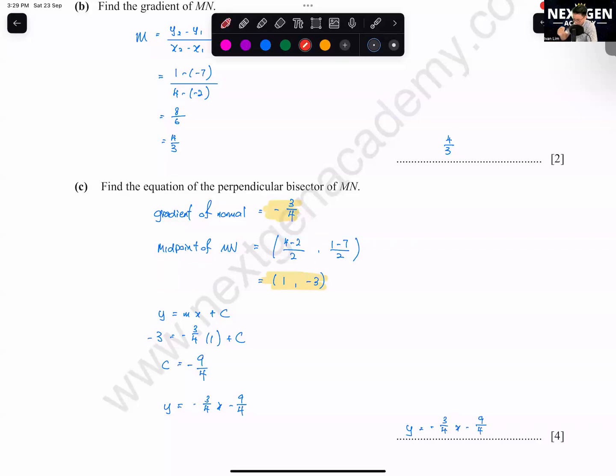Okay, so make sure that you know how to do the equation of tangent, equation of normal, then equation of perpendicular bisector. Okay, perpendicular bisector.